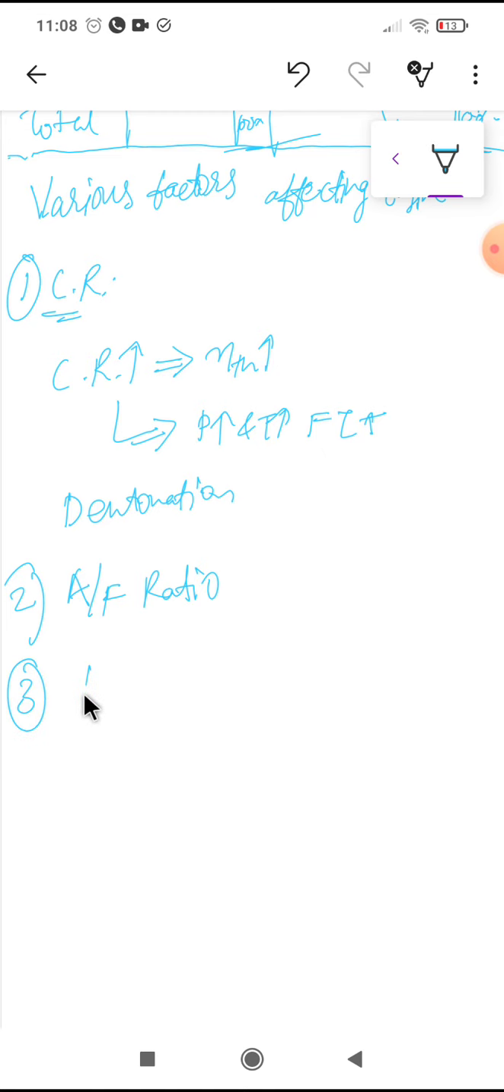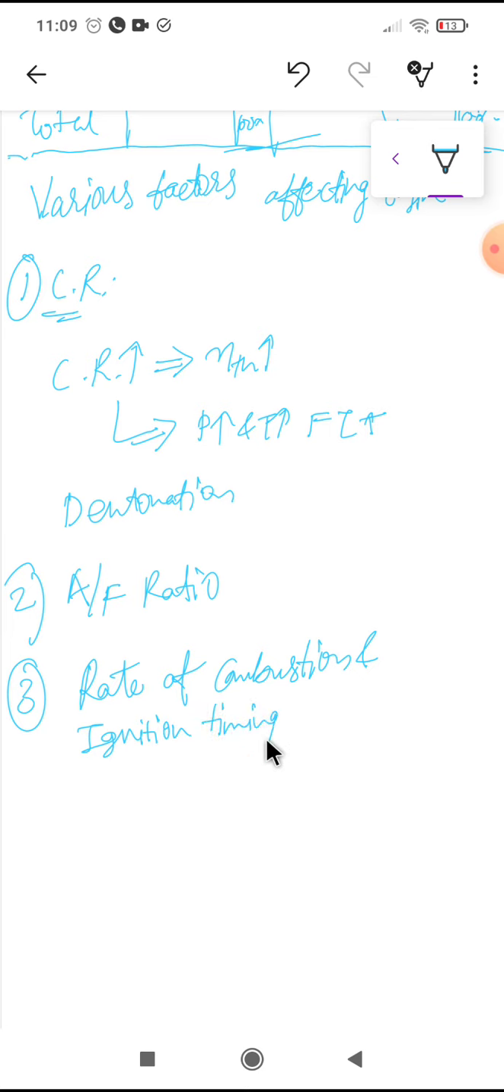Then third is rate of combustion and ignition timing. In case of SI engine, that is spark ignition engine, the ignition timing is adjusted to provide combustion rates such that the maximum pressure occurs at the beginning of the power stroke, that is near top dead center, for smooth running of the engine.